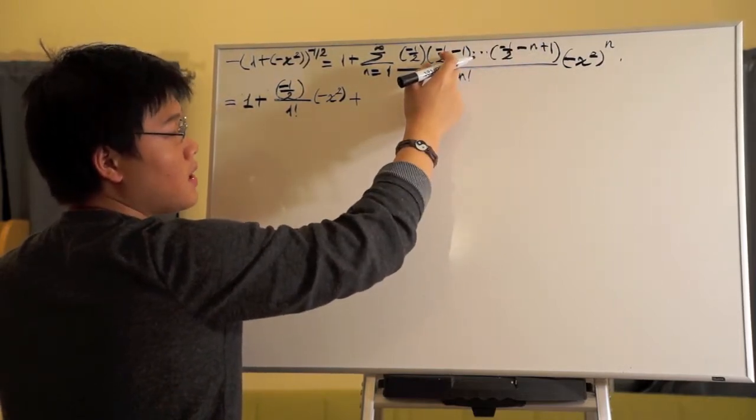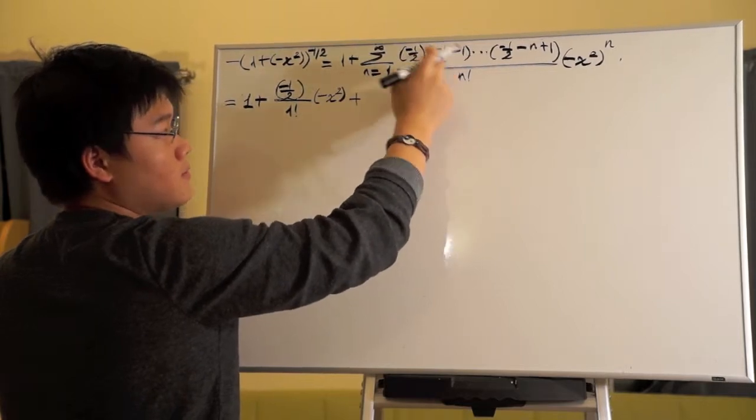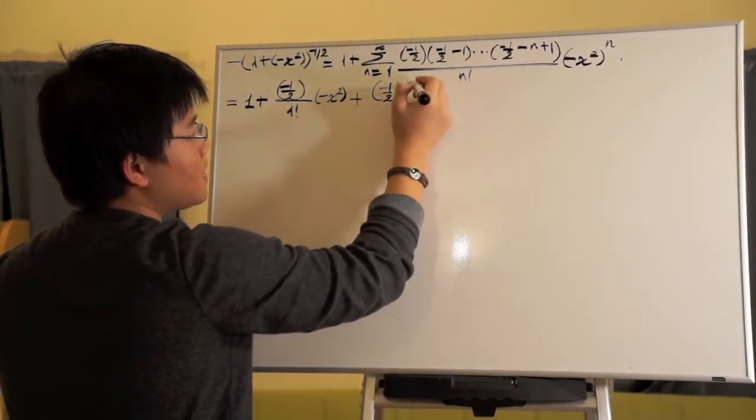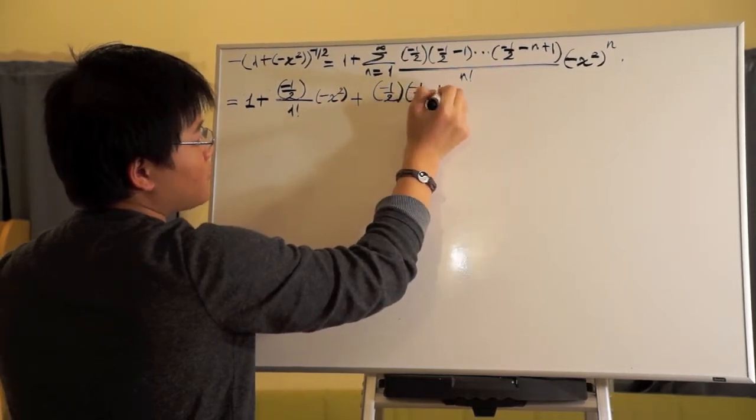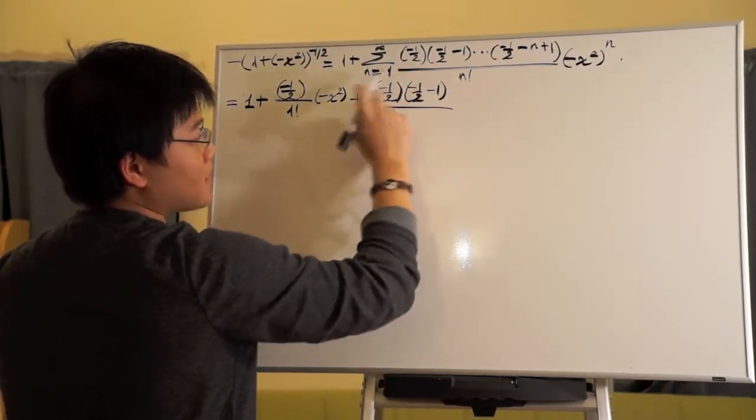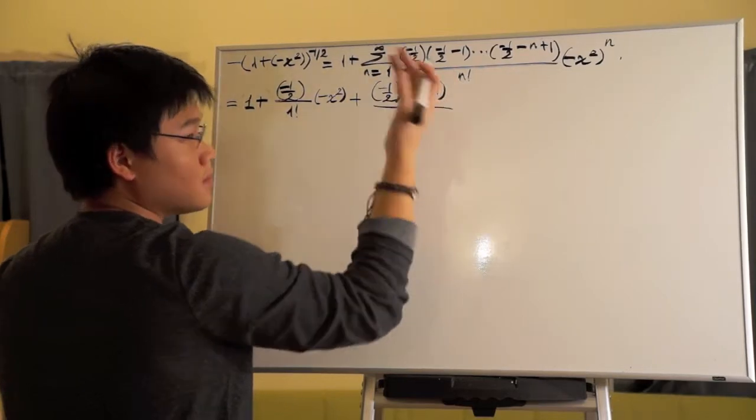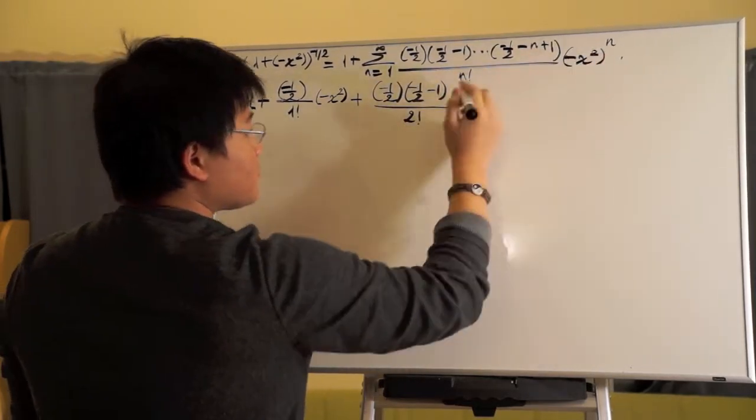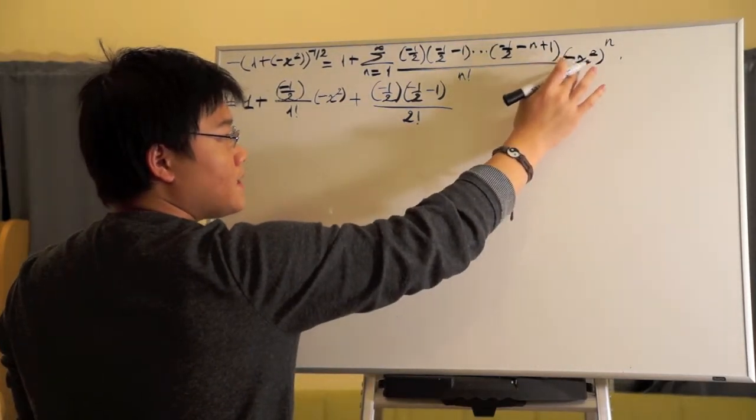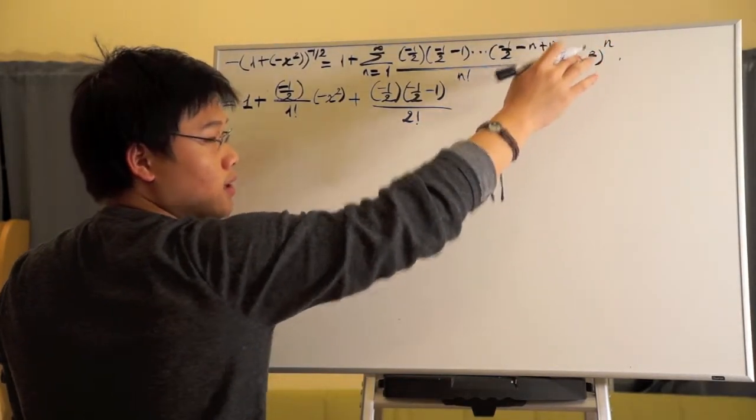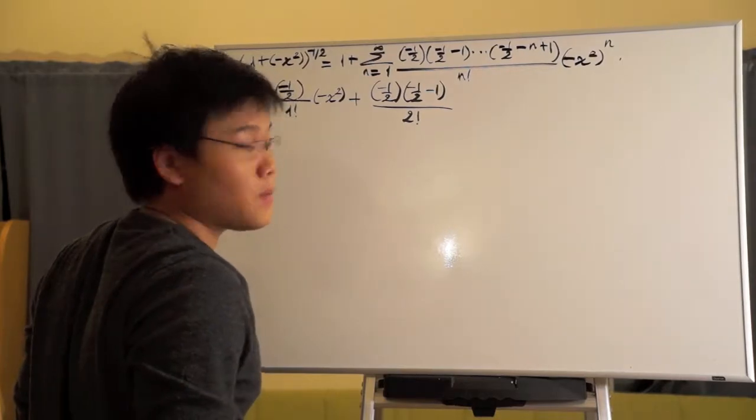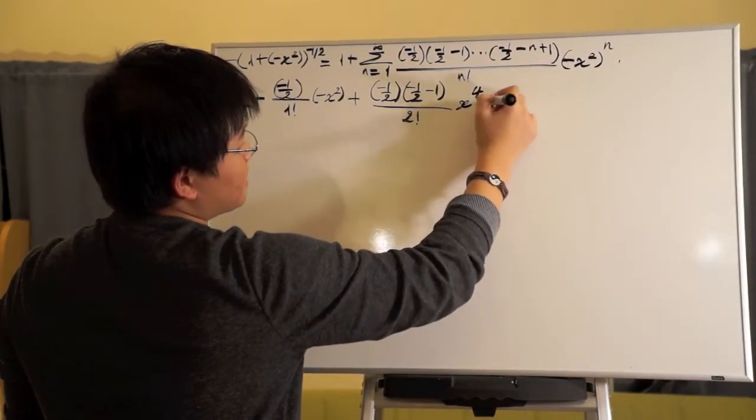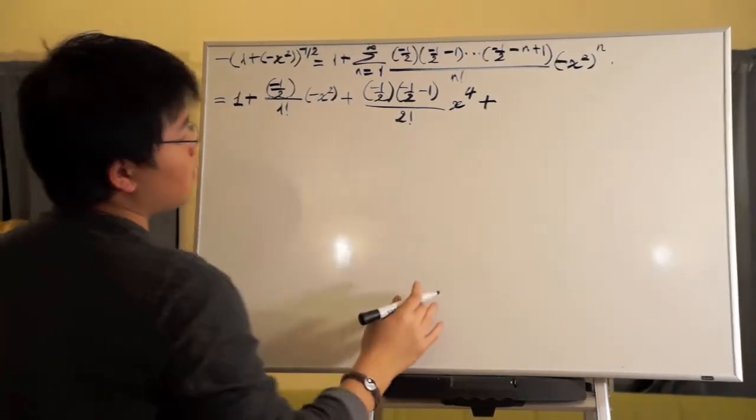So we times up into this term, right? So we have minus 1/2 times minus 1/2 minus 1 over, because n starts at 2, so n is 2, so this is 2 factorial. This is minus x squared to the second power. That's positive, right? So we have x to the 4th. Okay, so next, what do we have?